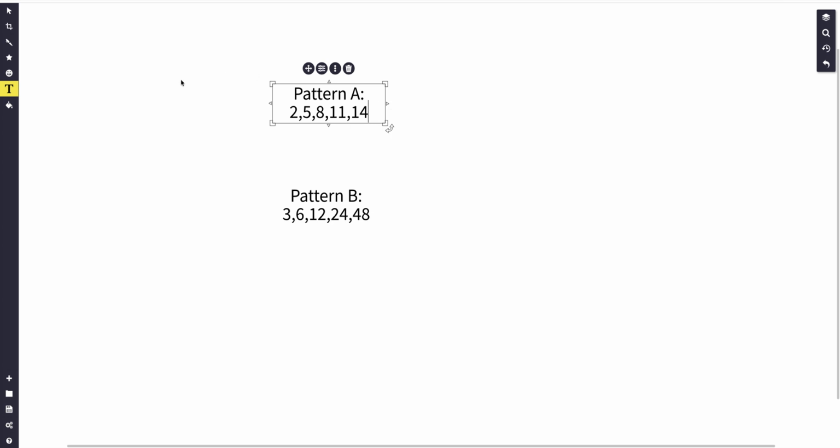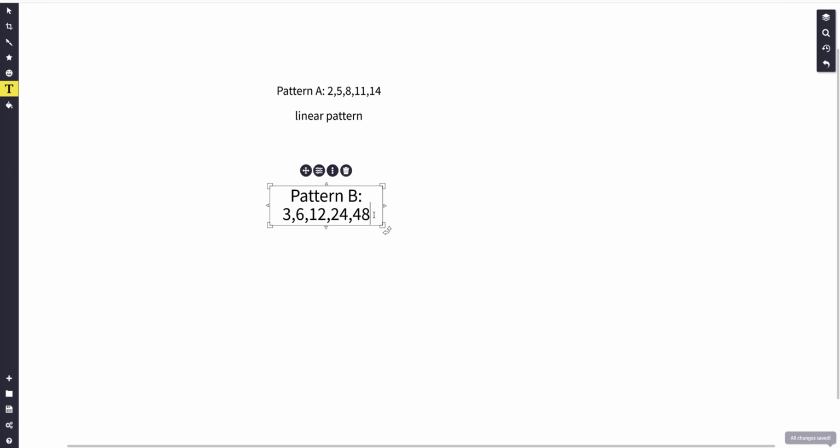And that's something that we call a linear pattern, because it's just adding by a constant number. That number that we're adding is not changing. Now pattern B is an exponential pattern, and that's what we're going to learn about today. This particular one is exponential growth, and it's being multiplied by 2 each time.